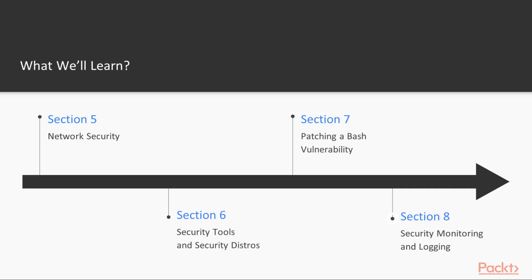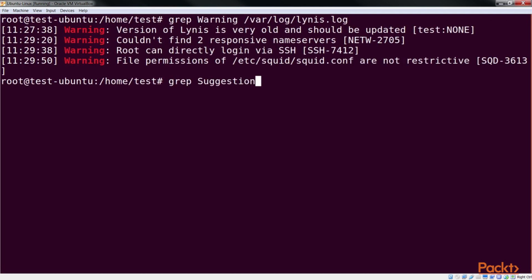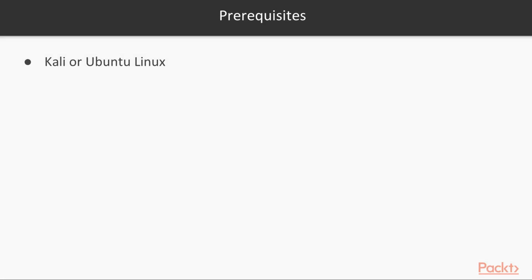The final section, Security Monitoring and Logging, provides information on monitoring logs in Linux on a local system as well as a network. For this course, you just need to have a Kali or Ubuntu Linux operating system.